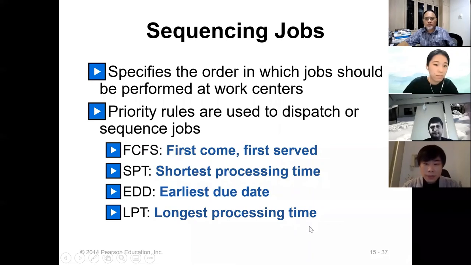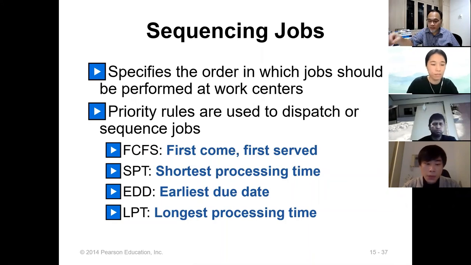Okay, the next method involves sequencing jobs. In sequencing jobs, we try to specify the order in which jobs should be performed at work centers, and we use priority rules to dispatch or to sequence the jobs. Which should be done first.